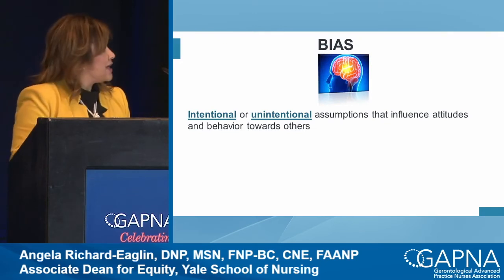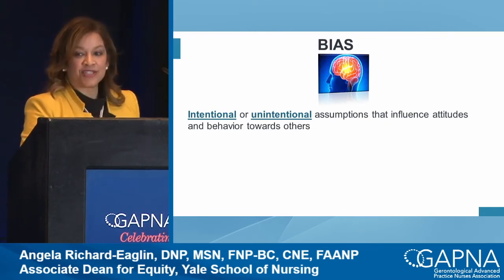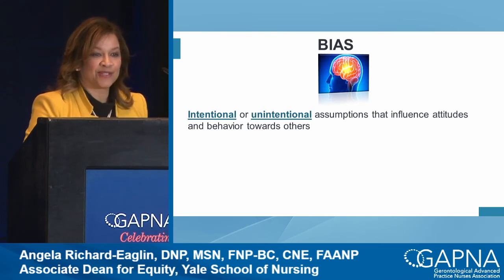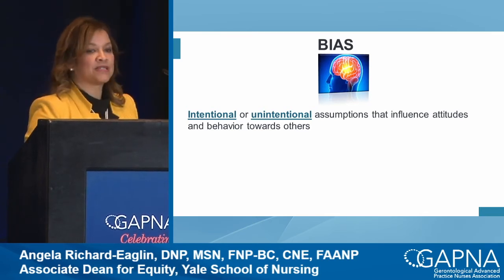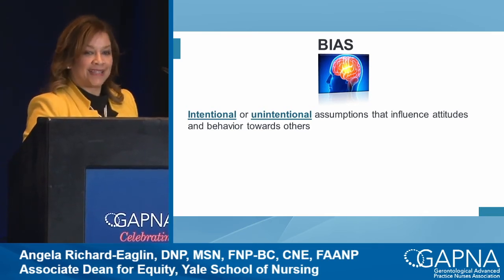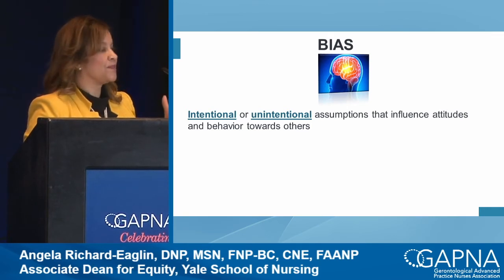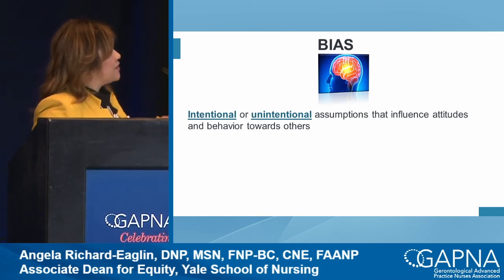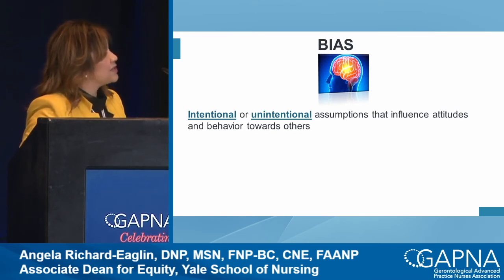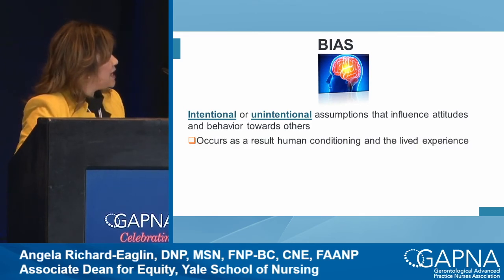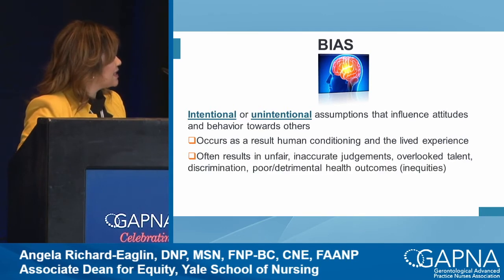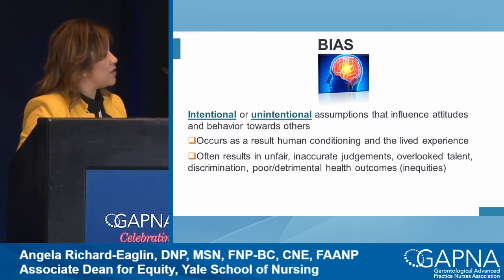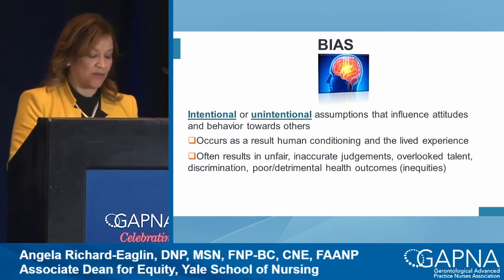So what is bias? We kind of all already know. It's either intentional. Sometimes we know exactly what we're doing to people based on biases, and sometimes it's unintentional because, again, it's experienced through what we were taught and assumptions from the time we were born. So it influences how we behave with other people. It occurs because of our human conditioning, as I just said, and it often results in unfair and inaccurate judgments, overlooked talent, discrimination, and the worst part is the poor and detrimental health outcomes and inequities, as we're seeing right now with COVID.